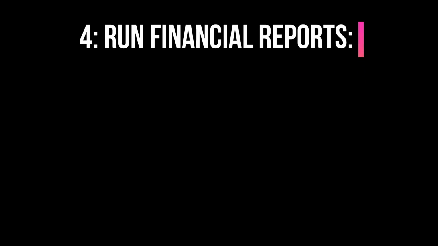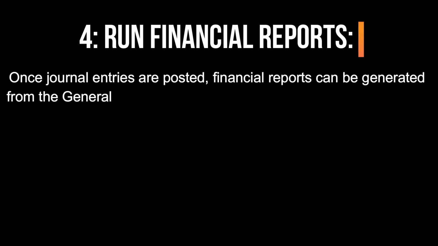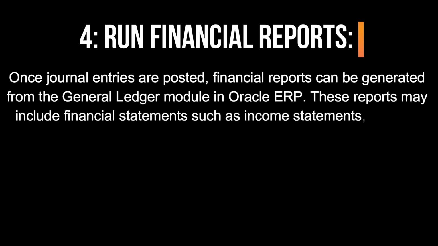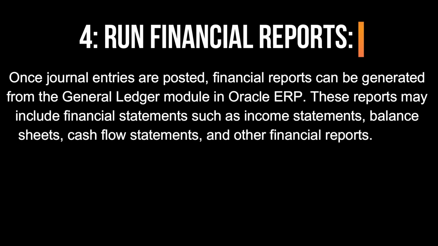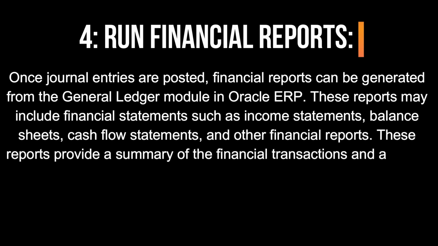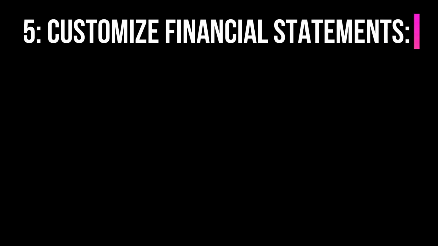4. Run financial reports. Once journal entries are posted, financial reports can be generated from the General Ledger module in Oracle ERP. These reports may include financial statements such as income statements, balance sheets, cash flow statements, and other financial reports. These reports provide a summary of the financial transactions and account balances recorded in the ERP system for a specific period. 5. Customized financial statements.